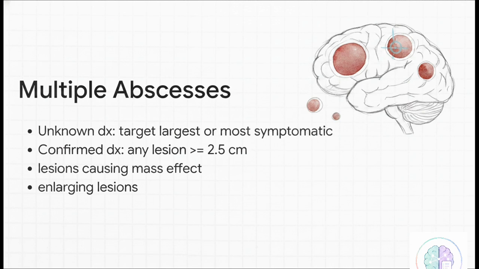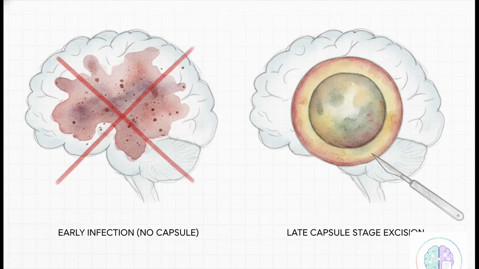But once the diagnosis is confirmed and your IV antibiotics are running, you only aspirate remaining lesions if they hit specific criteria. They have to be 2.5 centimeters or larger in diameter, causing significant mass effect, or actively enlarging despite the medical therapy. Now, regarding full surgical excision, you can't just do this early on.